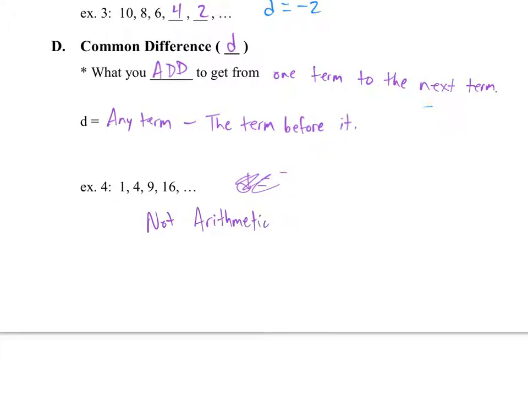Because if you do this here, the 4 minus 1 gives me a 3, and there, the 16 minus 9 gives me a 5. So we don't have a common difference, so it's not an arithmetic sequence. Fair enough on those. All right, turn the page.